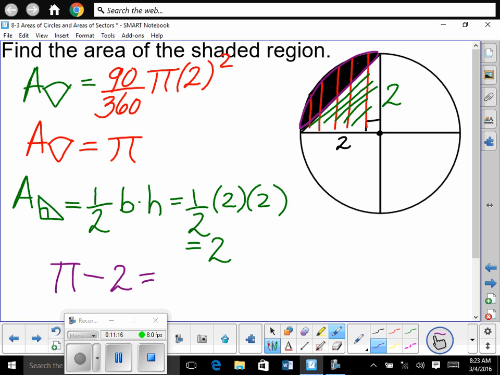So now you'll type that into your calculator, and this is going to be a decimal answer. So what's the area of that shaded region? Make sure you use the pi key. 1.1415. 1.14. We'll round to 2 decimal places. Agreed? Okay, awesome. So that's 1.14. That's the area of the shaded region. Questions on that? Okay.